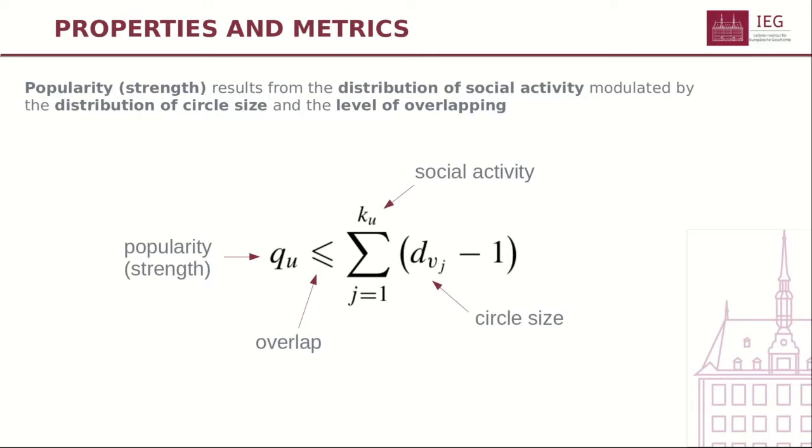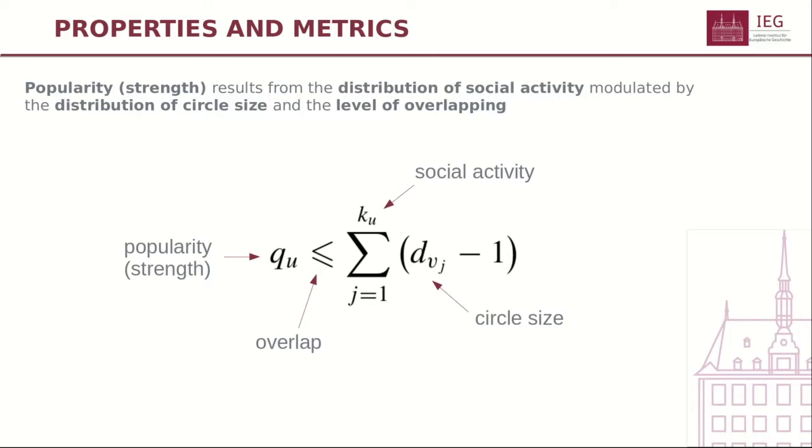So the strength does not depend on this overlapping. The strength of the actor is equal to this expression here, all right? And this inequality is valid only for the popularity, and depends on the level of overlapping in which the actor is involved. Okay, so I think it's really beautiful. It's like all this idea of how people interact with each other concentrated in a simple equation here.